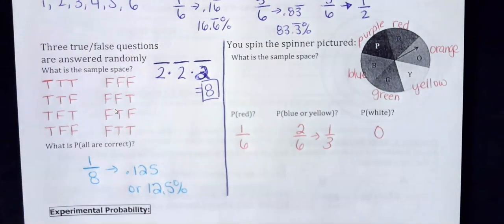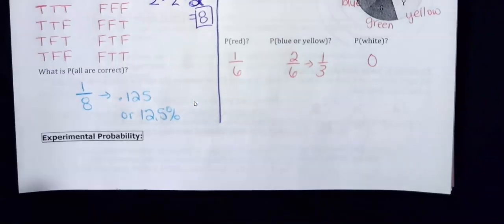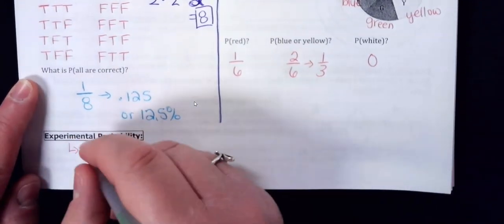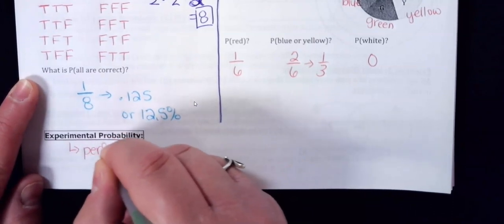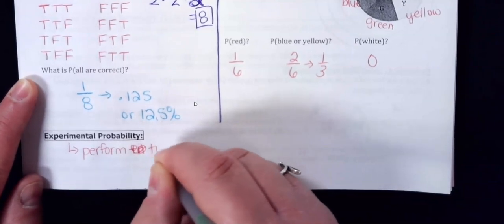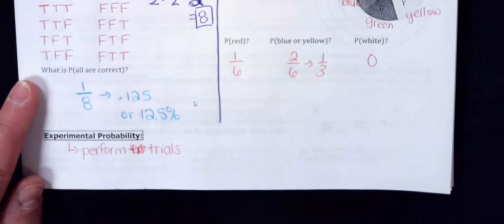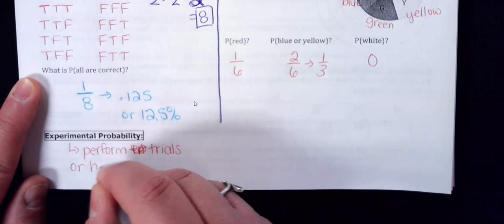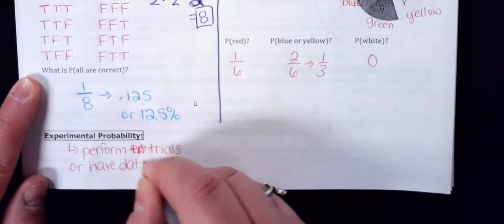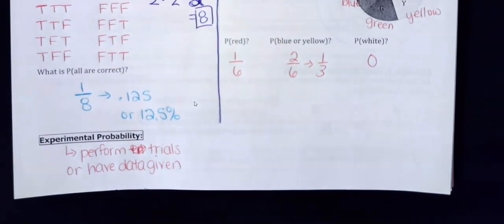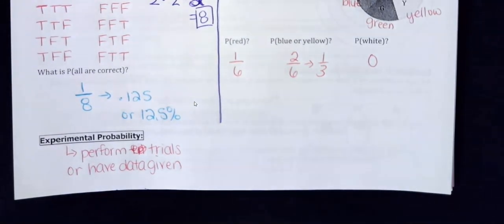Okay, I'm going to give you the definition of experimental probability here on the bottom, and then we'll flip over and actually do an example. So experimental probability, you either have to perform a set of trials, or, which our example in the back will be like this, have data given to you of somebody else performing an experiment or a trial. So you have to have trials, or you have to have data given to you about somebody else performing an experiment or a trial of some kind.